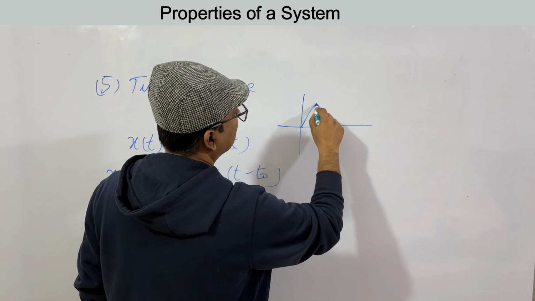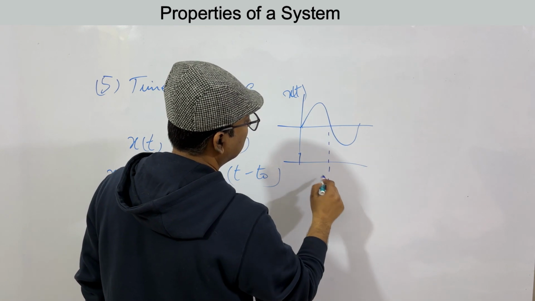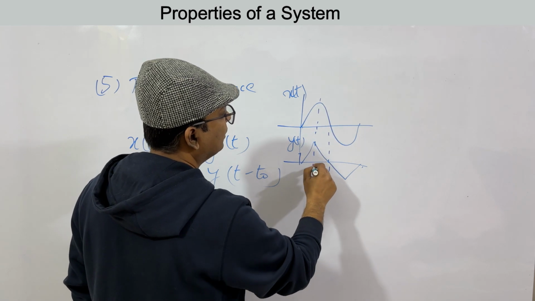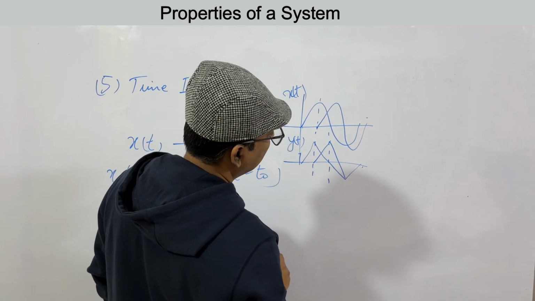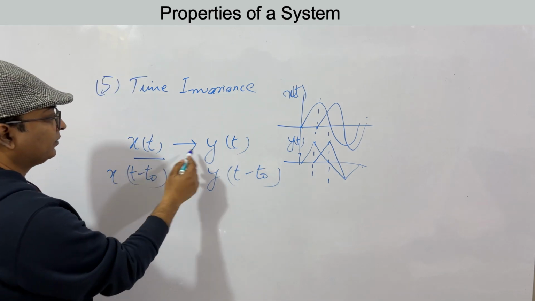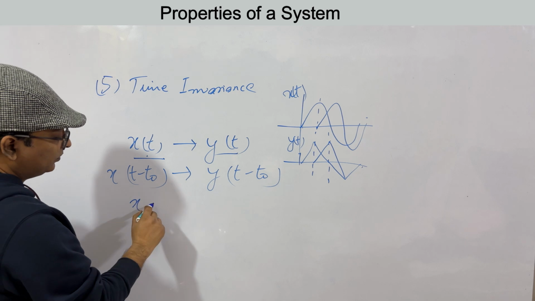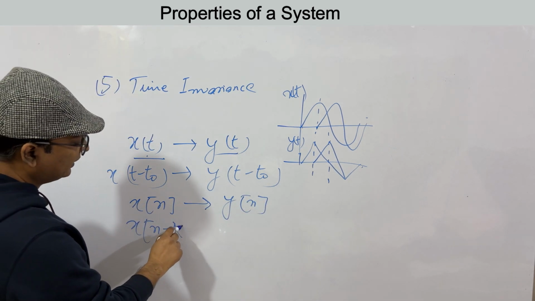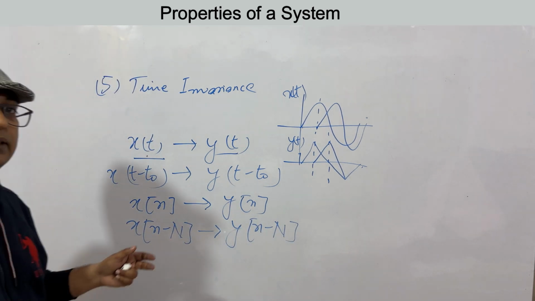That is, if this is your x(t), for which your output was, let's say, this. Then if you have the input like this, your output should be like this also. This is the meaning of time invariance, that if y(t) is for x(t), then y(t minus t0) is for x(t minus t0). Similarly, if x[n] results in y[n], then x[n minus n0] should result in y[n minus n0]. This is the meaning of time invariance in signals and systems.